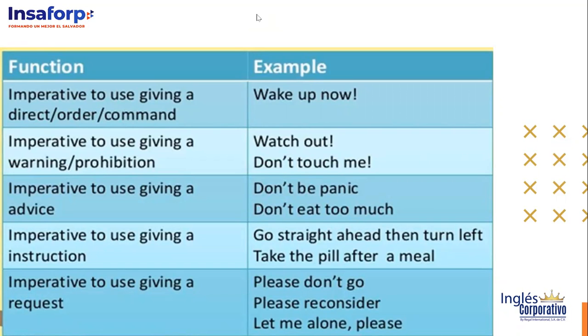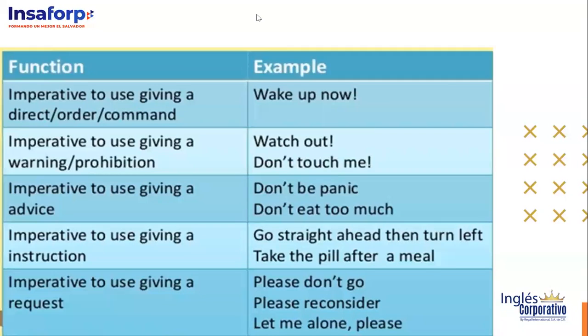I want to listen to Astrid. Imperative to use, giving advice. Example: don't panic and don't eat too much. For example, it says imperative to use, giving an advice. We use an imperative to give an advice.